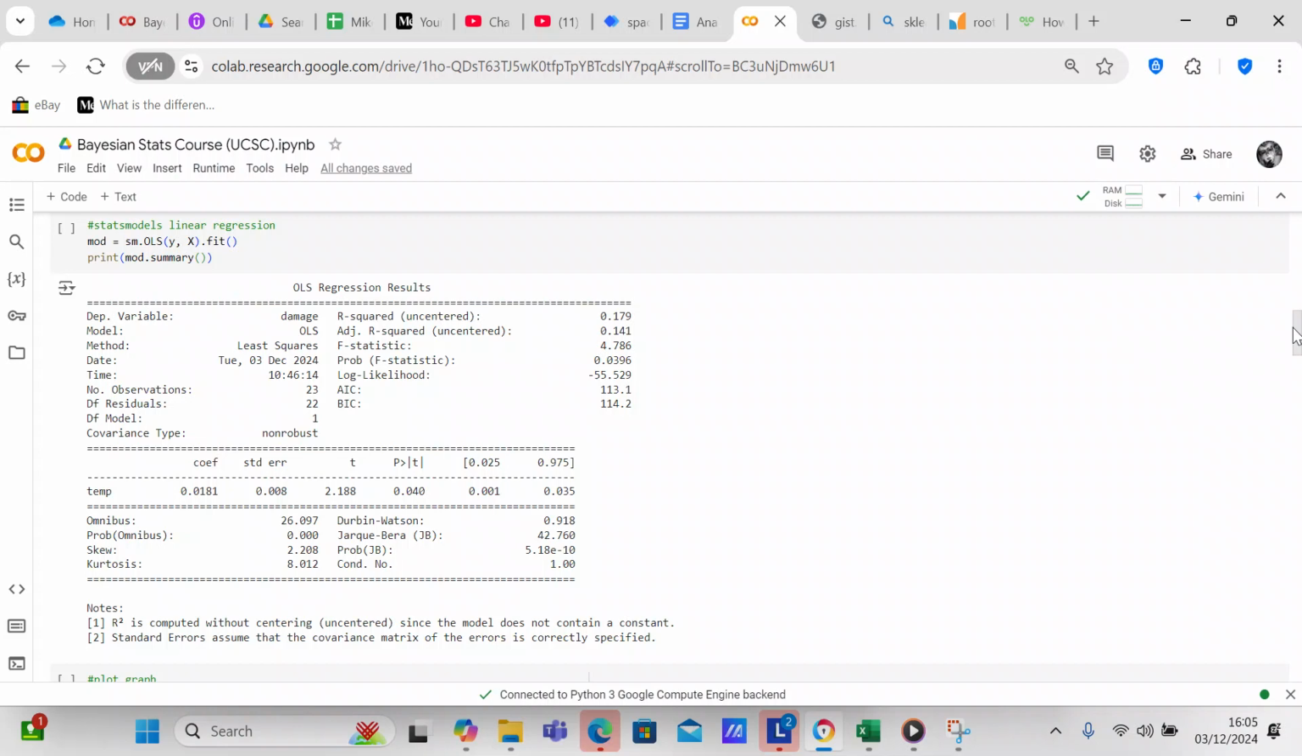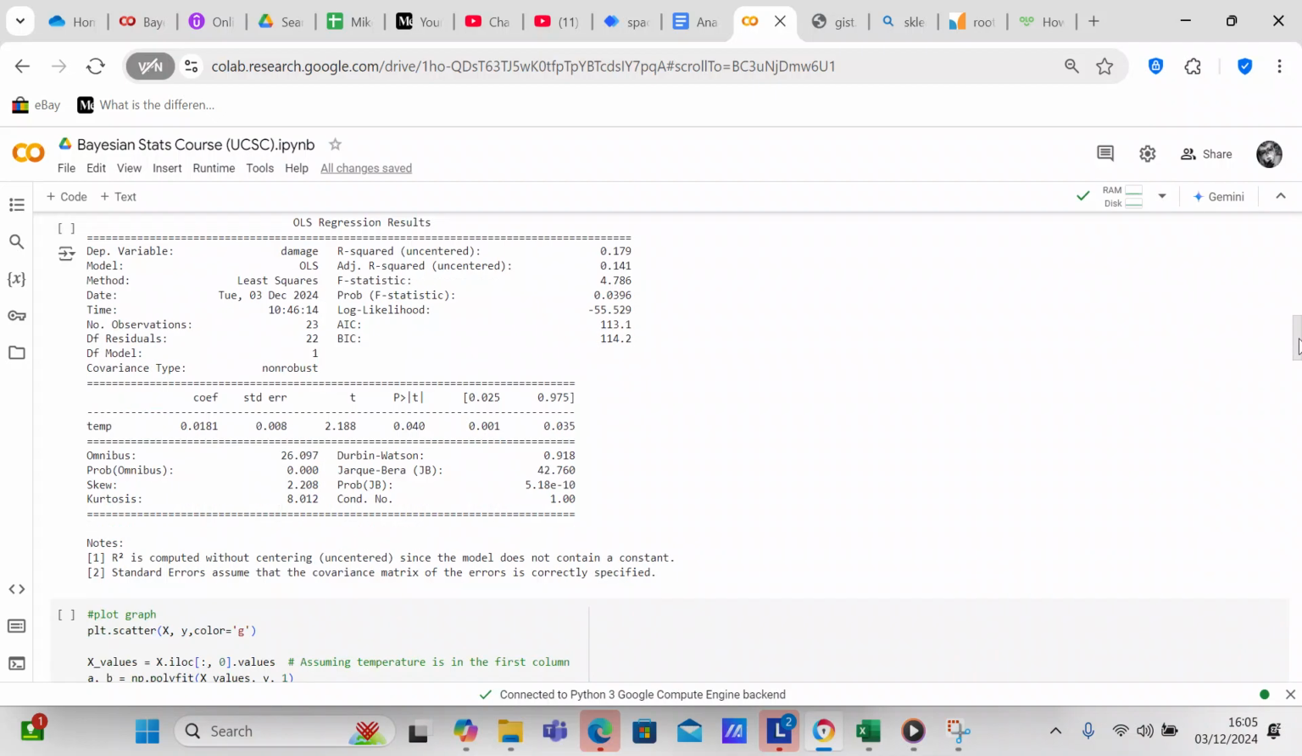Covariance type is non-robust. R squared is 0.179. Adjusted R squared is 0.141. Your F statistic is 4.786. Your probability is 0.396. Your log likelihood is -55. AIC is 113.1, and BIC is 114.2. AIC and BIC are like goodness of fit parameters.